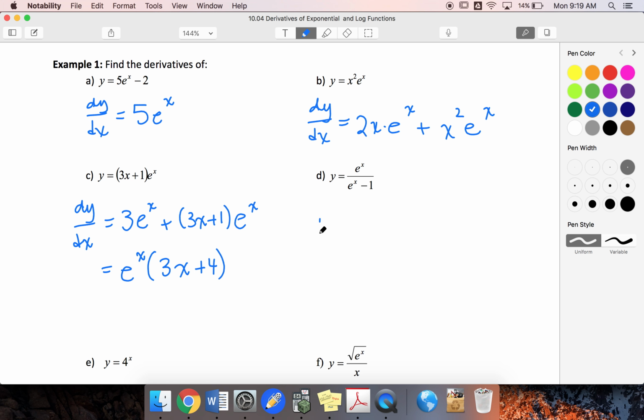All right, I'm going to use quotient rule. So that tells me derivative of the top times the bottom minus derivative of the bottom times the top over bottom squared.